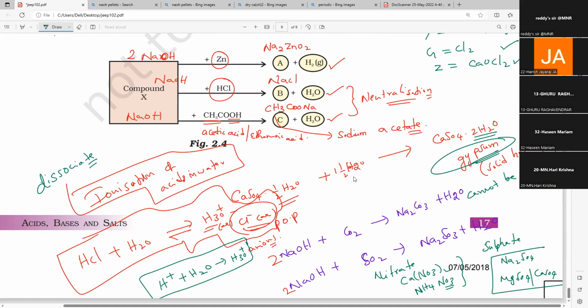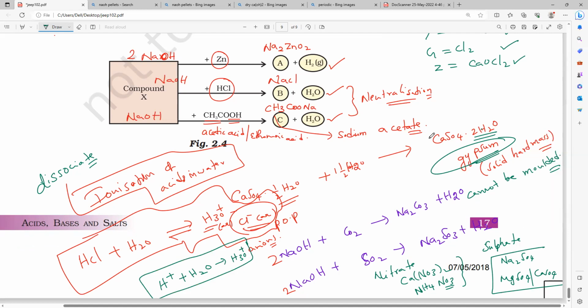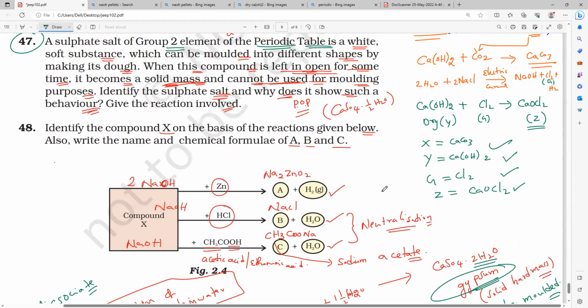So next, molten NaCl and liquid NaCl. What is the difference? In electrolysis of molten NaCl, what will happen, guys? Molten NaCl is not an aqueous state. In the molten state, we will get sodium metal plus chlorine gas.